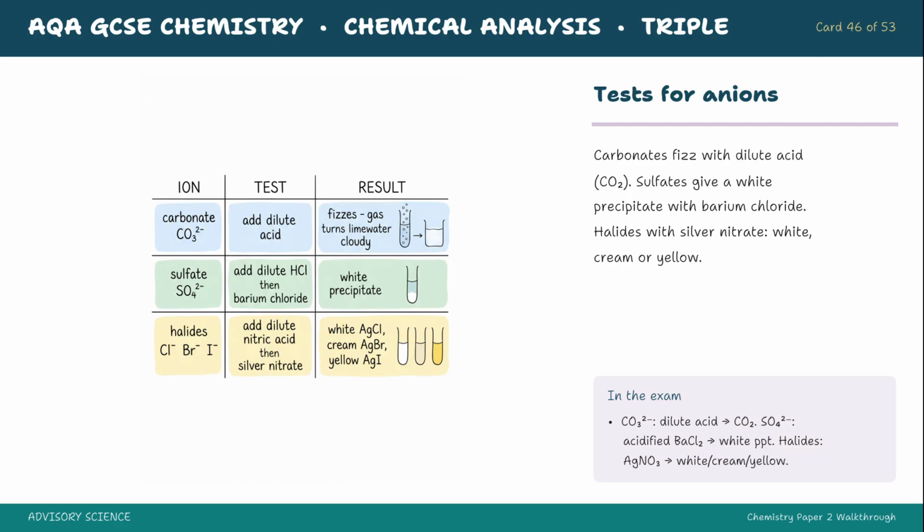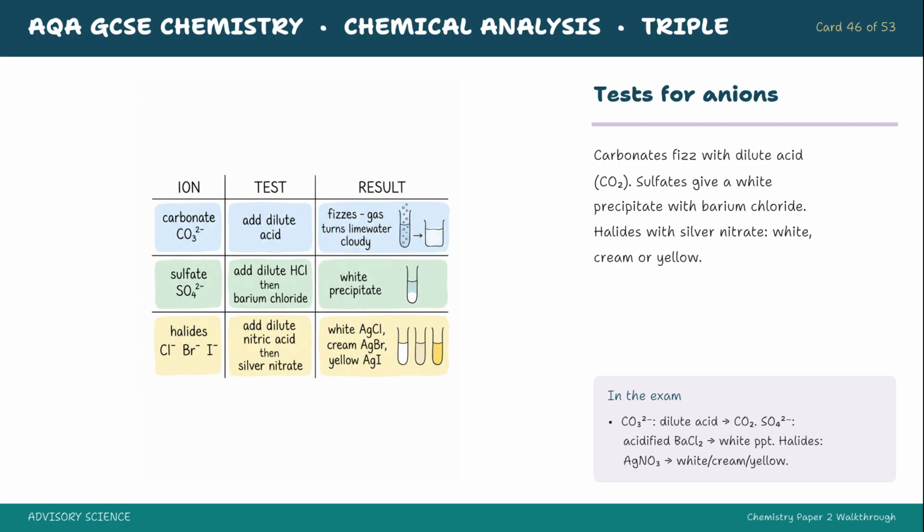Tests for negative ions, anions. You also need 3 tests for negative ions. For carbonate ions, add a dilute acid. If it fizzes and the gas produced turns lime water cloudy, carbonate is present, and the gas is carbon dioxide.